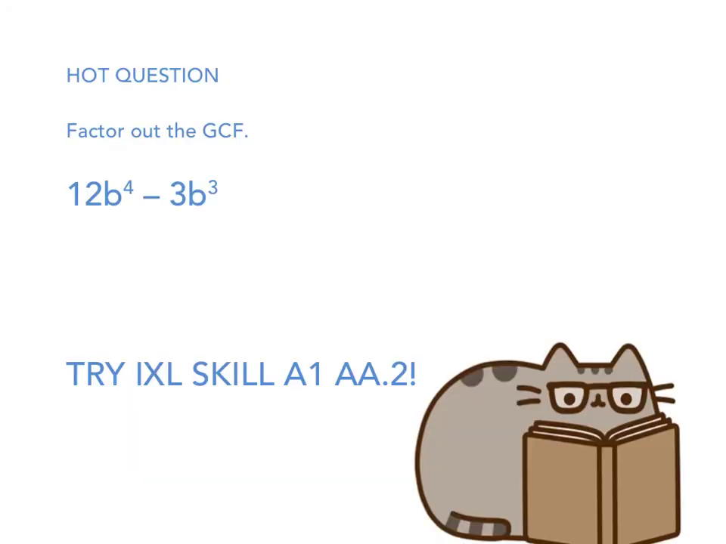Great. The hot question. So for this hot question, I'm going to play some background music for you. Get happy about your factoring. So you need to factor out the GCF of 12b to the 4th minus 3b cubed. Also try IXL skill A1, AA2. I have full confidence in you that you can get an 80 or above on that skill. Go ahead, try it out.